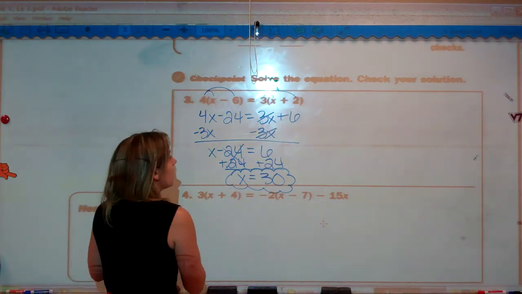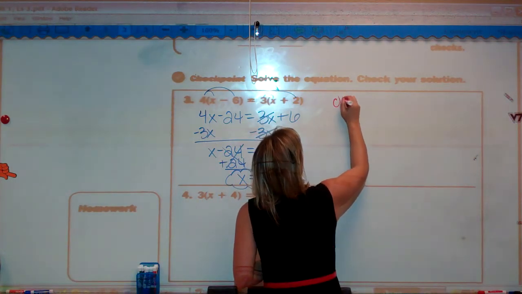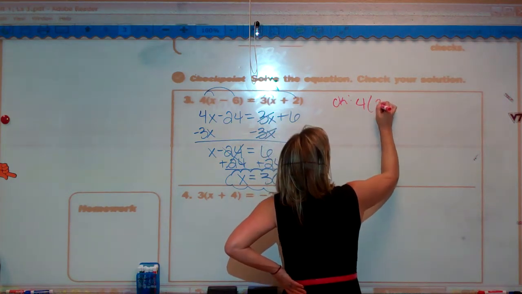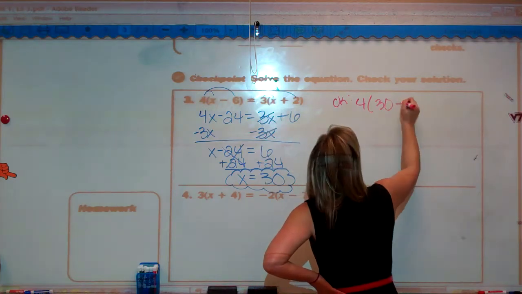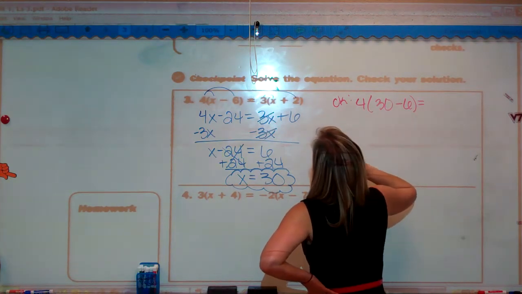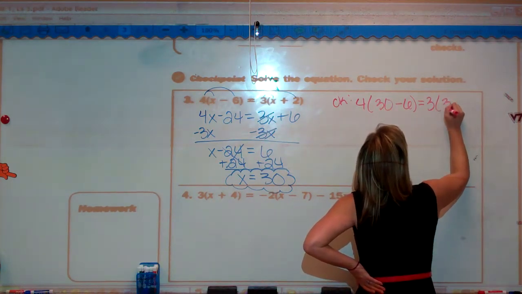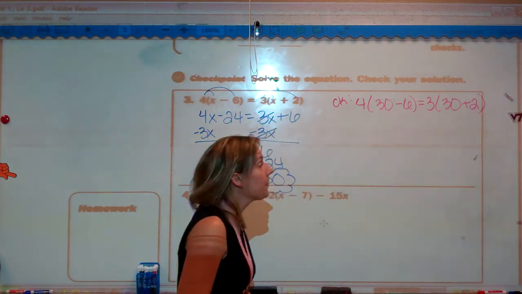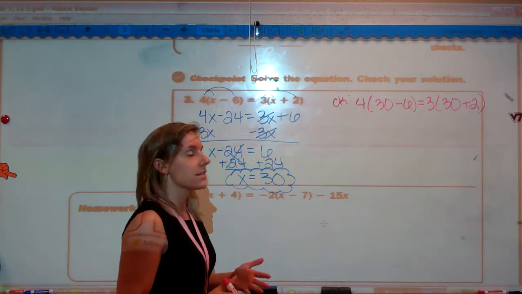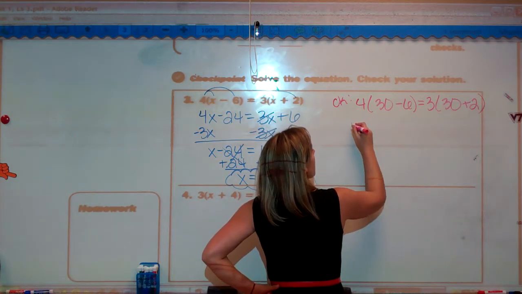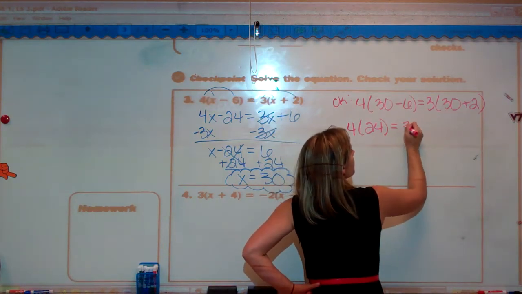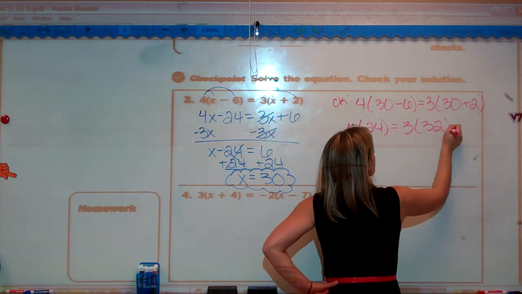So let's go off to the side. Let's put 30 in for all of our x's. 4 times 30 minus 6 equals 3 times 30 plus 2. Okay? So now let's see, does that work out? Let's subtract that. You get 4 times 24, and you get 3 times 32.